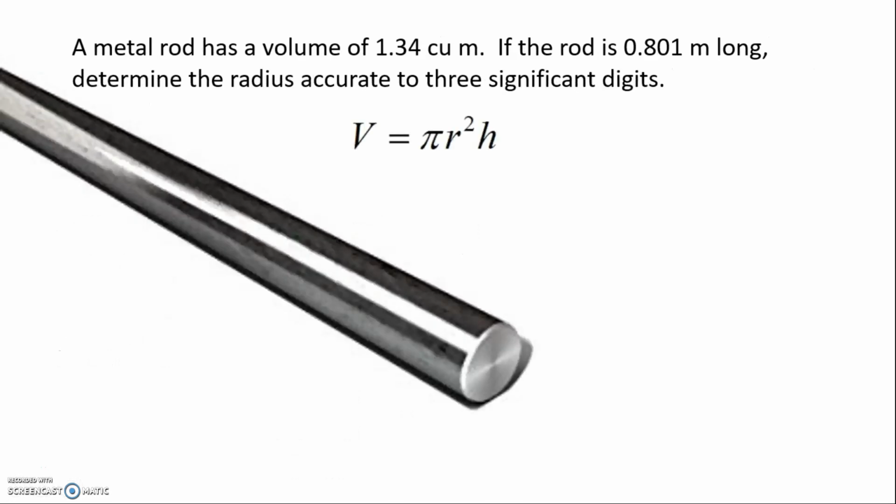When rearranging formulas to solve for variables, sometimes we have to combine our knowledge of formula manipulation along with our knowledge of exponents. A metal rod has a volume of 1.34 cubic meters. The rod is 0.801 meters long. Determine the radius by rearranging the volume formula and solving for R. Pause the video, do your work, and then choose from the following options.